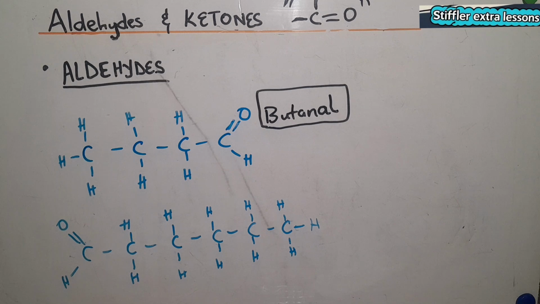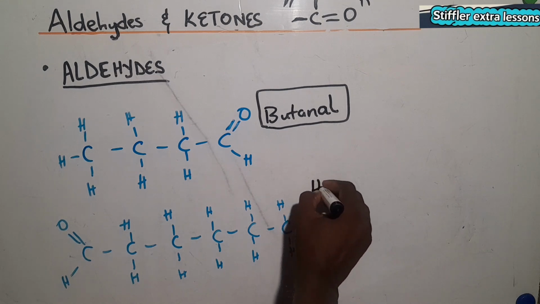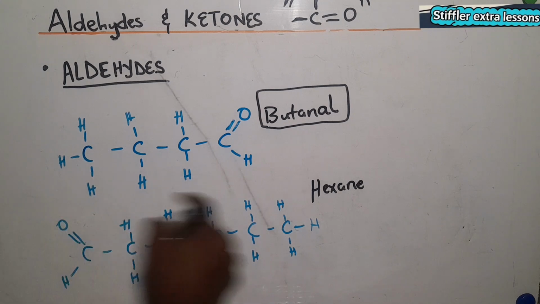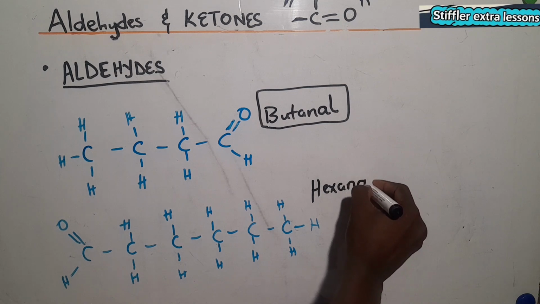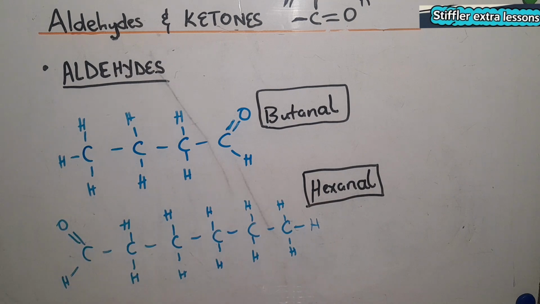So naming this, do you want to try? I'll give you the solution in 3, 2, 1, go. So also here we can see that this is at the end of the chain. So how many carbons do we have? 1, 2, 3, 4, 5, 6. So we name it as if we're naming the alkane, right? Which is hexane, right? But now replace that end E with al, and we have hexanal, like that.